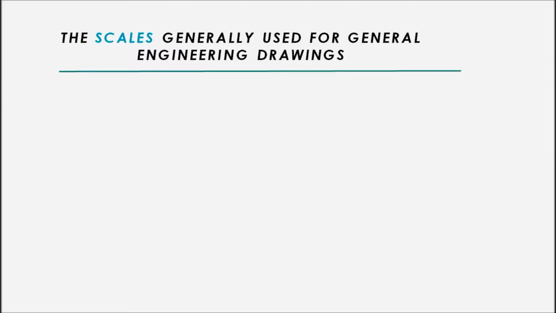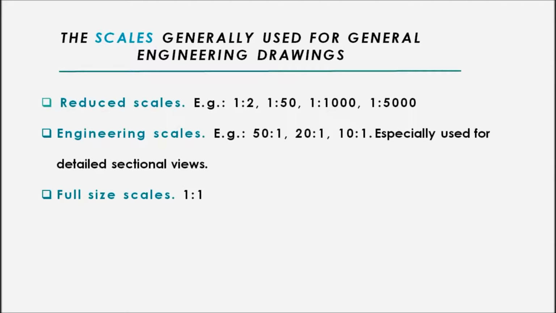Generally used scales in engineering drawings are reduced scales, engineering scales, and full-size scales. First one, reduced scales. Reduced scales means if the dimensions on the drawing are smaller than the actual dimension of the object, we use reduced scales. For example, we use this type of scale in topographical, geographical, or political maps, and from a civil engineering point of view, in road network or municipal drawings and various construction drawings, and mostly from a mechanical point of view, for mechanical components.